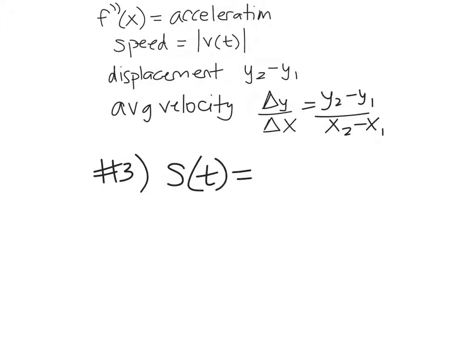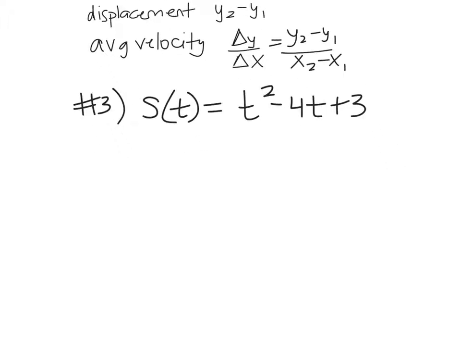Let's say that we have a particle that moves along a line so that S of t equals t squared minus 4t plus 3. Okay, so that's the motion of this object. S is in meters, and t is in seconds. There we go.